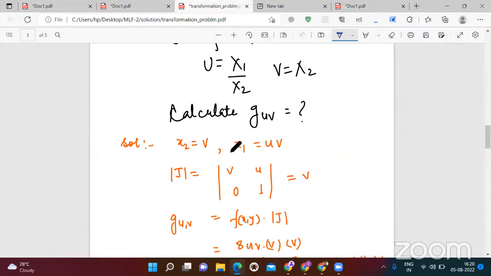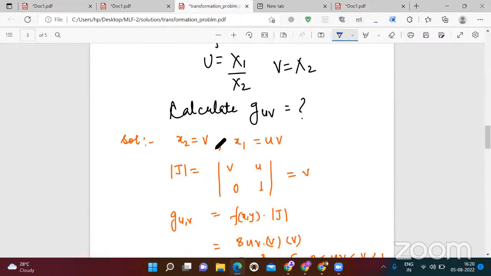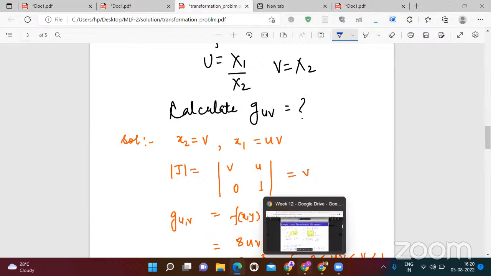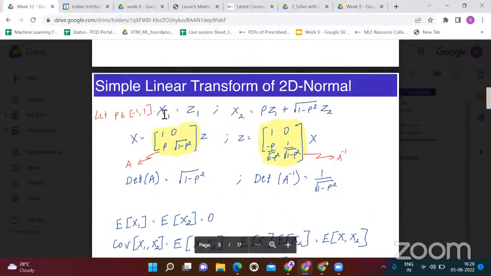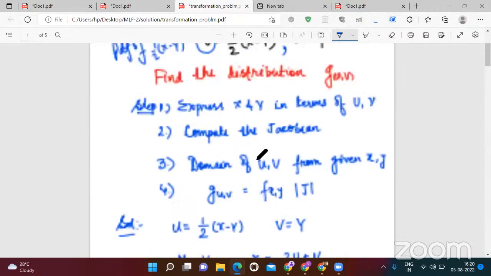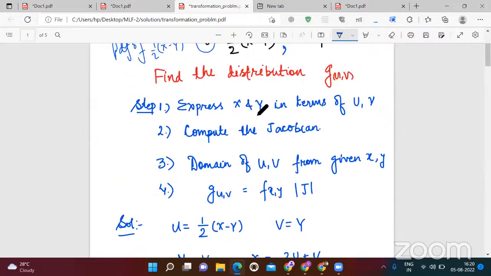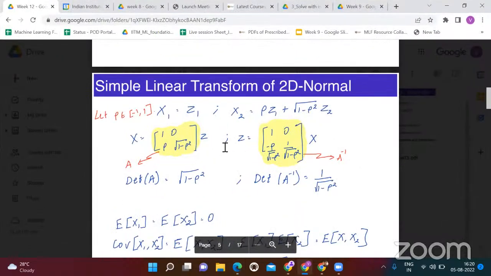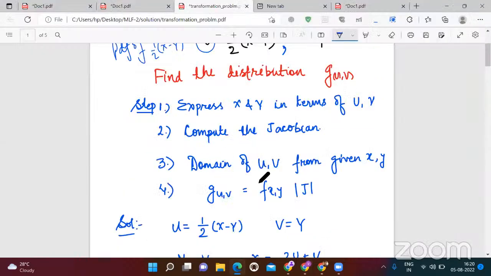Yes, sir. Here also the transformation is given: x2 equals v, x1 equals uv, right? The same thing has been given here. So the transformation is x1 equals z, x2 equals this. Again, we are calculating the Jacobian. How do we generally calculate the Jacobian? We write x and y in the form of u and v, and then differentiate, right? The first step is to express x and y in terms of u and v. So here also you have to express z in the form of x. Same thing. Now the domain, that's fine.